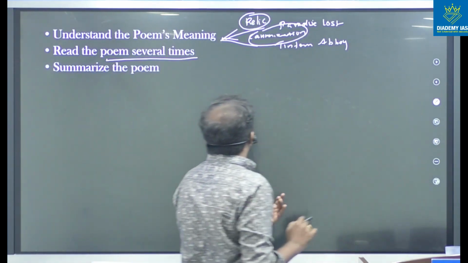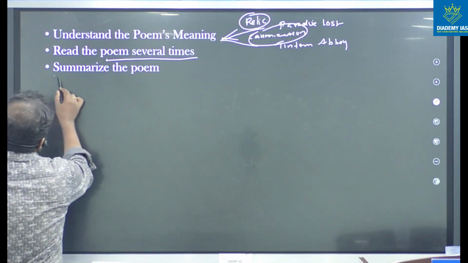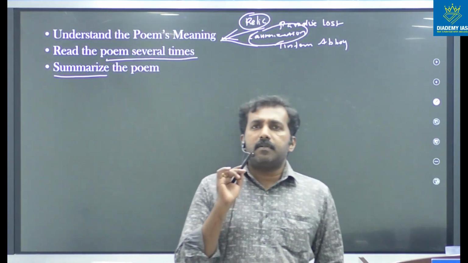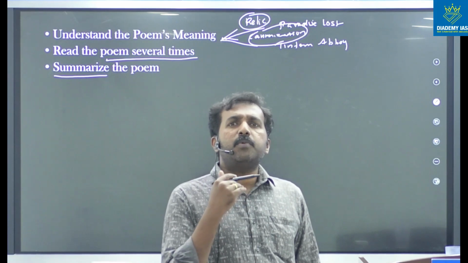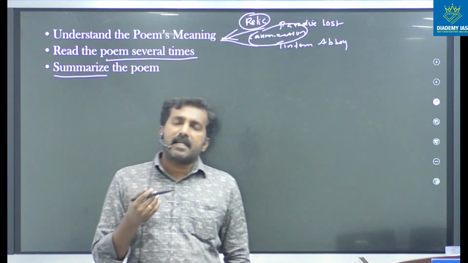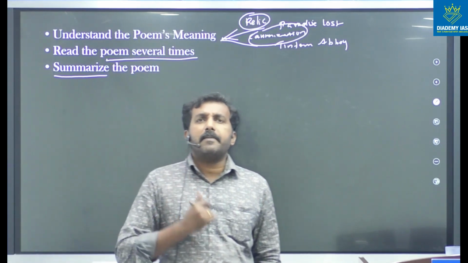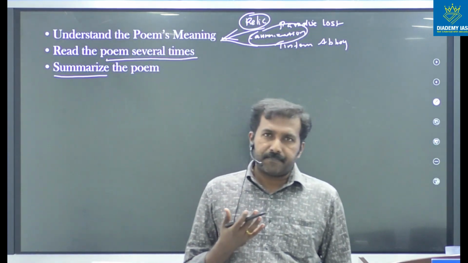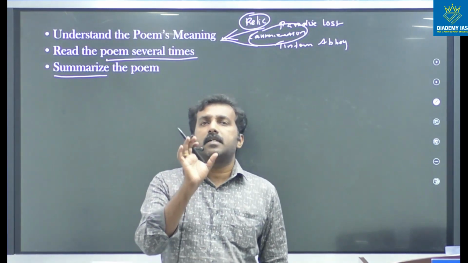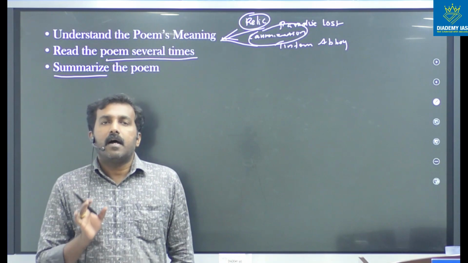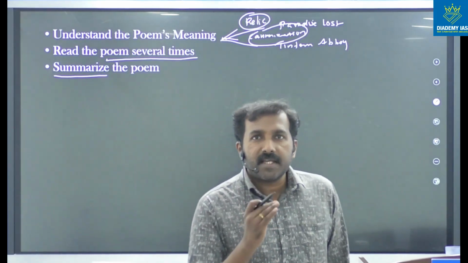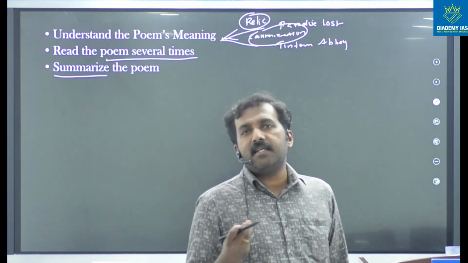Then the third one, summarize the poem. That is the third step you have to do. After completing the poem, reading it multiple times, minimum 2 or 3 times, make a summary. The summary is not about being short, it's about an elaborate way: how the poet gives the idea, how the poet explains a particular thing.